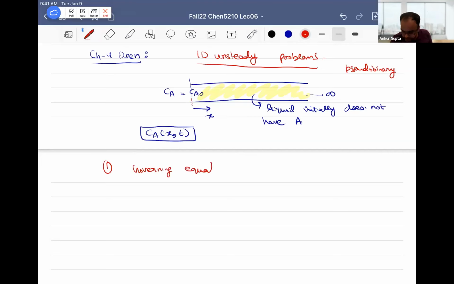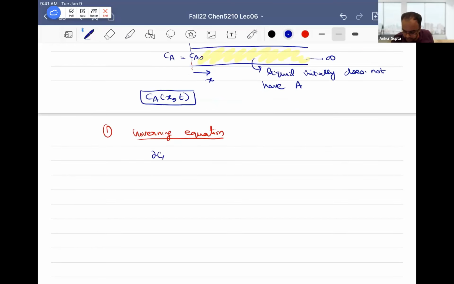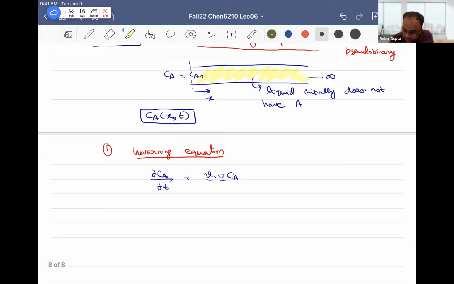Governing equation in this case: I've been using d by dt, but now I'll start using partial derivatives because we have x and t dependencies. Del C by del t plus v dot del C. By the way, I should mention here the liquid is stationary. So the liquid is not moving. There is no velocity.